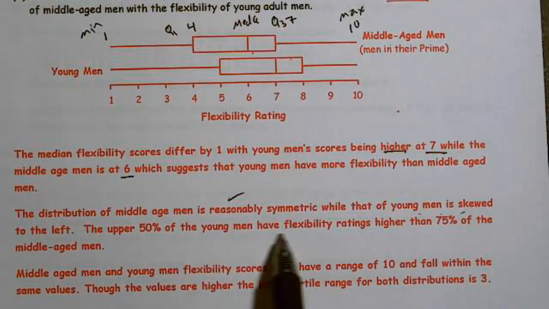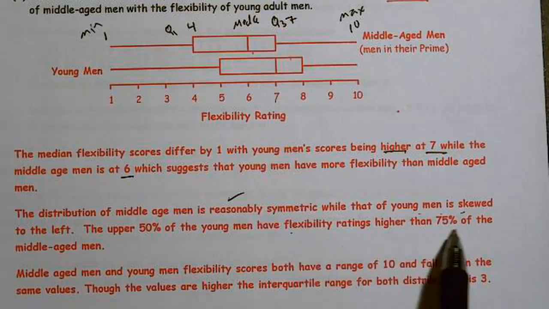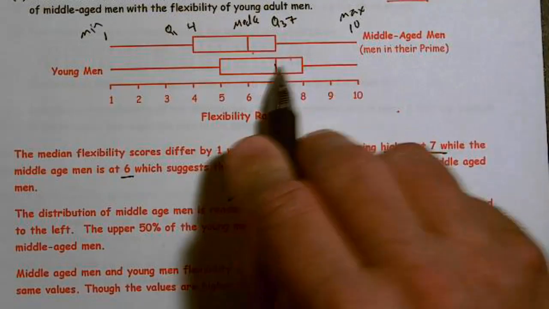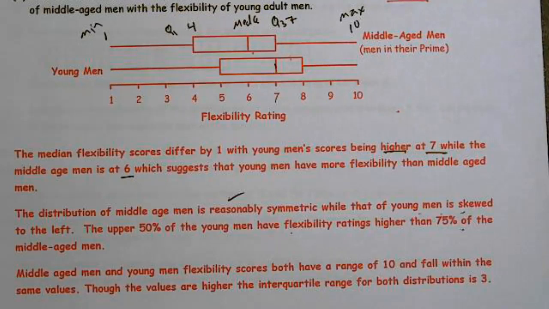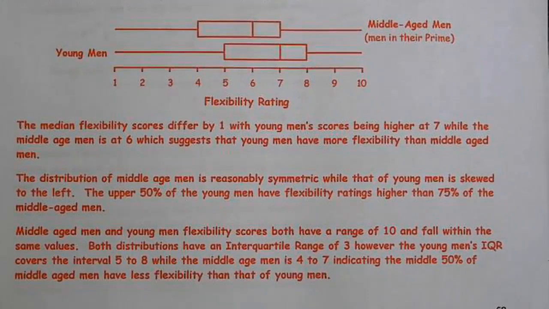The upper 50% of young men, so the upper 50%, starting here, have flexibility ratings higher than 75% of middle-aged men. So the young men are at 7. So this 50% is higher than 75% of middle-aged men. Then finally, middle-aged men and young men flexibility scores both have a range of 10 and fall within the same values. Both distributions have interquartile ranges of 3. However, the young men's IQR covers the intervals 5 to 8, while the middle-aged men is 4 to 7, indicating that the middle 50% of the middle-aged men have less flexibility than that of young men.